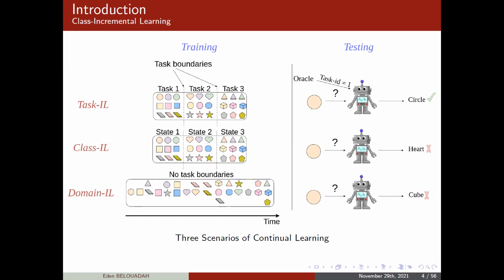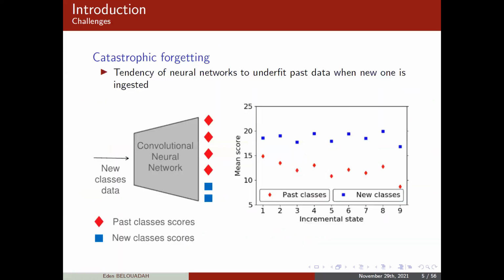The second scenario is called class incremental learning. Here, the new data also appears in groups of classes with known task boundaries. However, there is no information during testing regarding the task ID of the test image. The third scenario is called domain incremental learning. Here, data does not necessarily appear in groups of classes. There are no task boundaries, and it also means that there is no information regarding the task ID during inference time. In this thesis, we are interested in class incremental learning applied to image classification using convolutional neural networks.